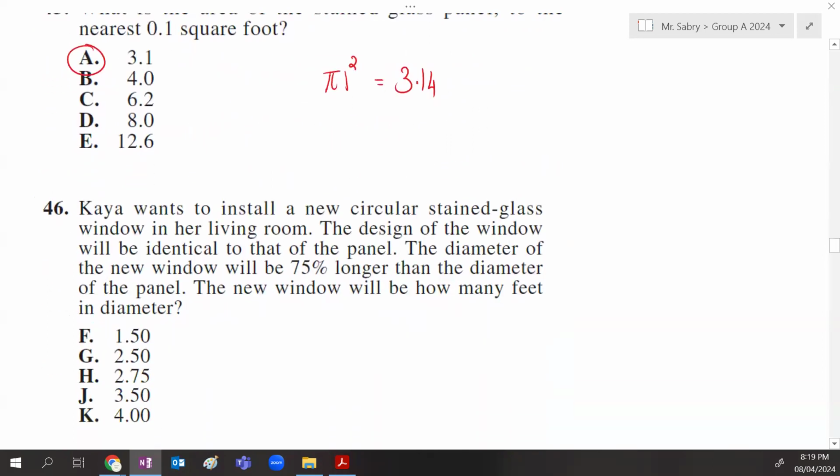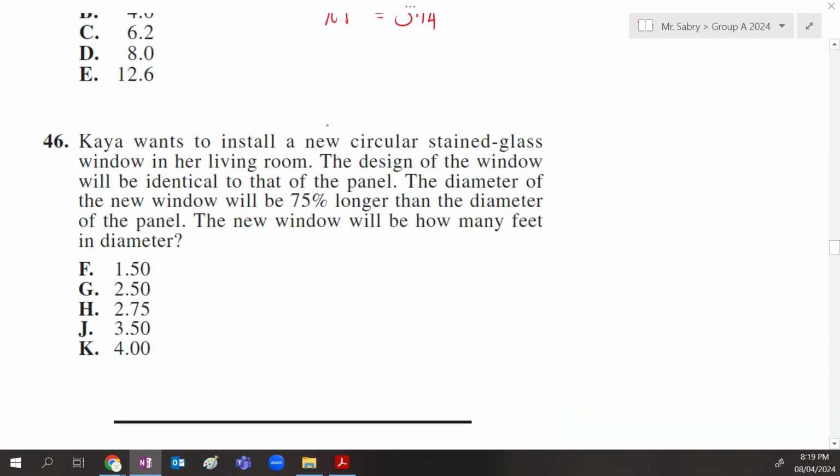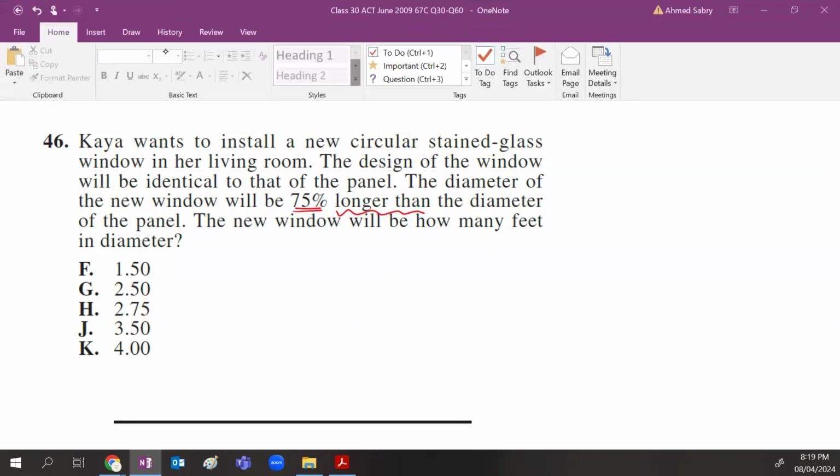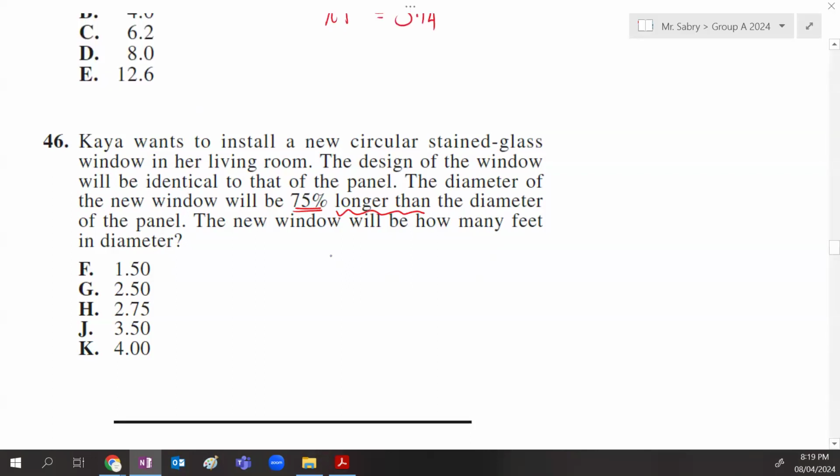Kaya wants to install a new circular stained glass window in her living room. The design of the window will be identical to that of the panel. The diameter of the new window will be 75% longer than the diameter of the panel. The diameter of the panel right now is 2, so if I need to add 75% more, I'll do 2 times 175%, because I'll add 75%, so it will become in this case 3.5. This is the new diameter. J. It's an easy one.